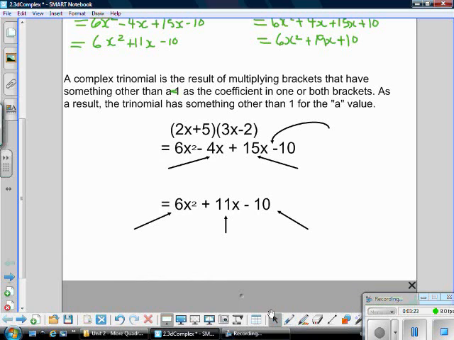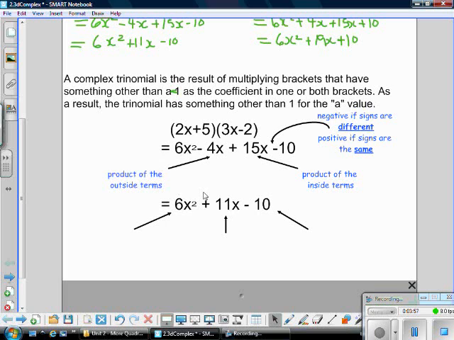You might want to pause this at the end of this page so you can copy this down. When I'm doing something like this, I know that the sign is negative if the signs are different, and positive if the signs are the same. So this is negative. If you notice here, this is negative, this is positive. We look at our questions above. We also know that the product of the inside terms, and this also is the product of the inside terms.